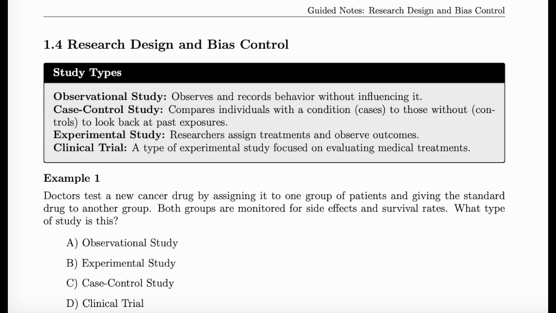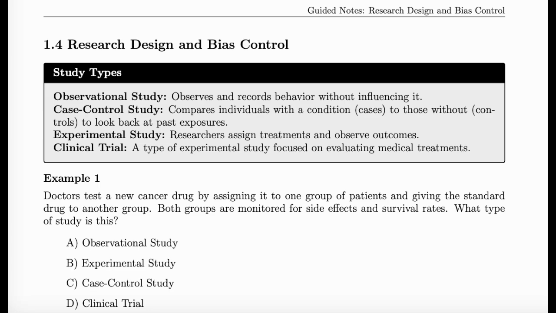But collecting a good sample is just the first step. Once we have the data, we have to carefully plan how we're going to use it. This means choosing the right kind of study design, identifying which variables we're interested in, and putting safeguards in place to avoid bias.